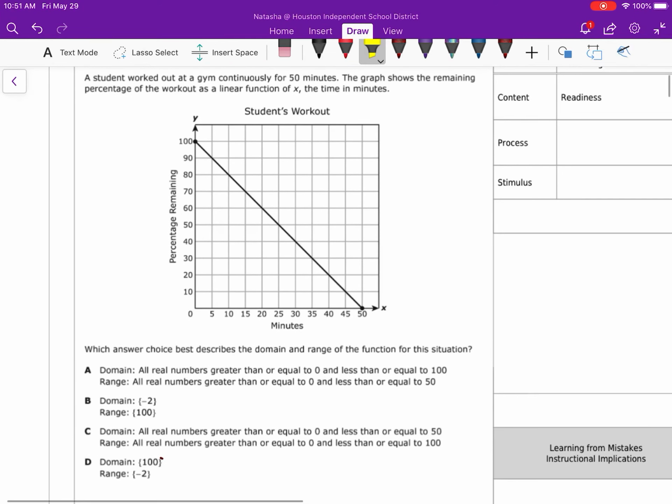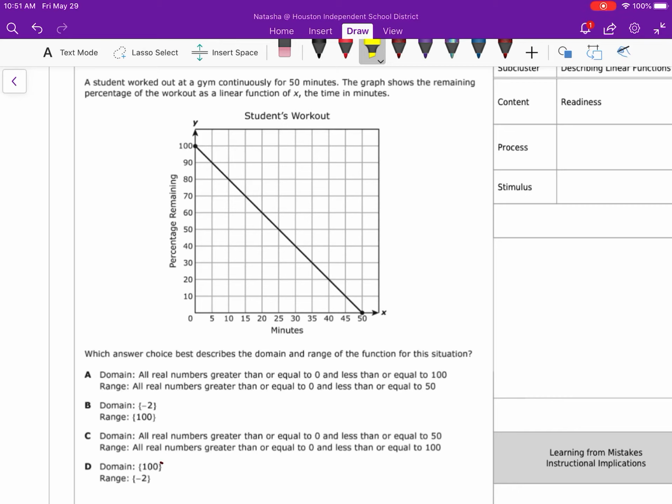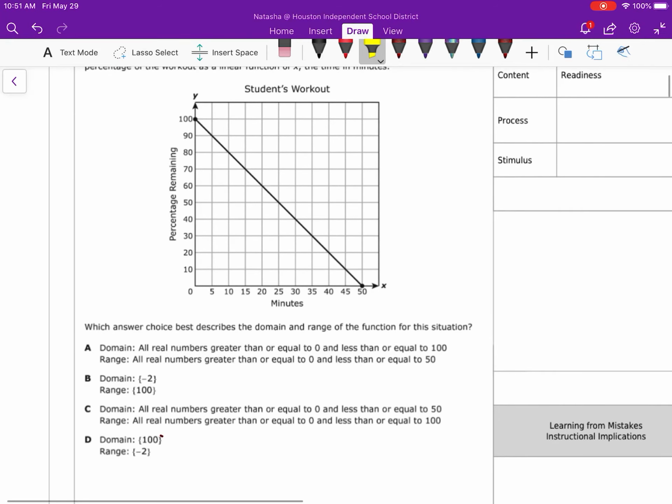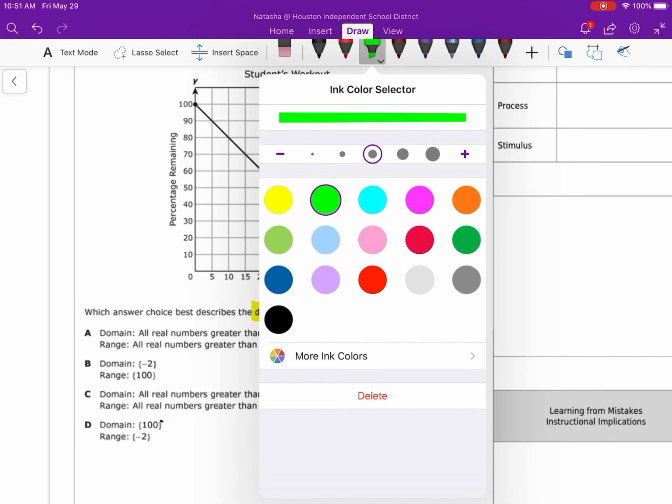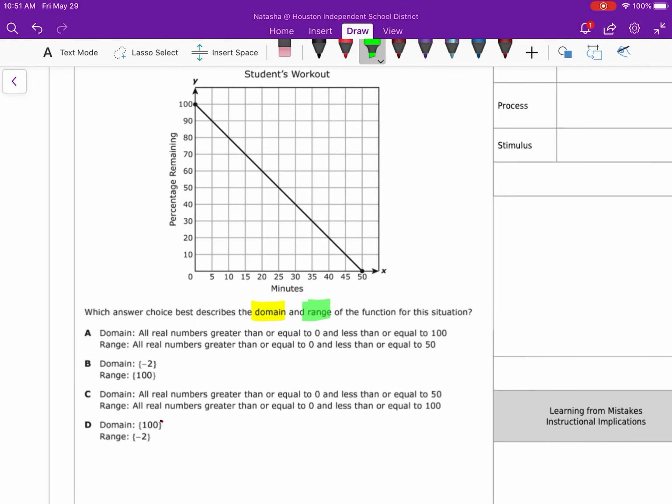So if we look at our first question here, we got a student who's working out at a gym continuously for 50 minutes. And the graph shows the remaining percentage of the workout as a linear function of x and time in minutes. Okay, we have our y-axis and our x-axis, so that's pretty clear cut. And we have our linear equation. So now let's look at what the question's asking us. It says, which answer is the best choice that describes the domain and the range of the function for the situation?